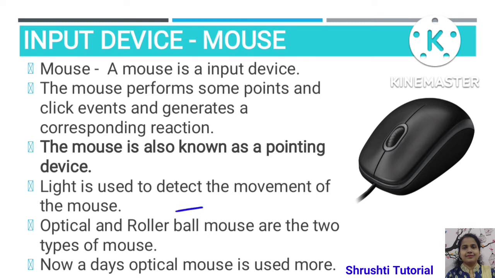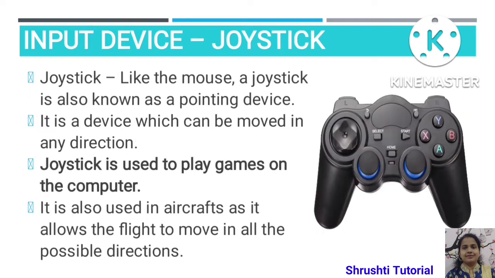Light is used to detect the movement of the mouse. Optical and roller ball mouse are the two types of mouse. Nowadays we use the optical mouse more.